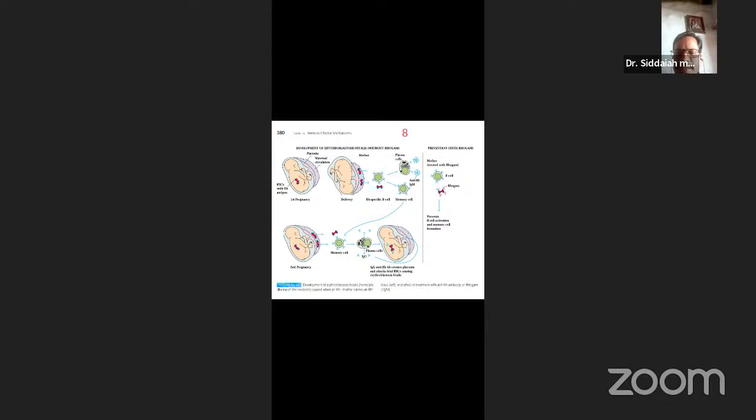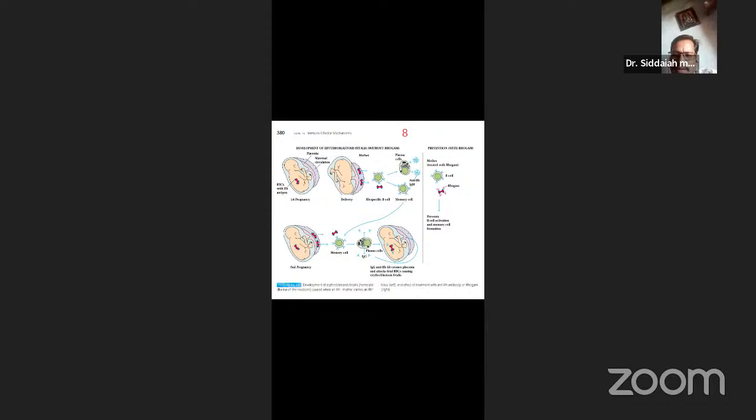Erythroblastosis fetalis, we discussed last time. This is also one of the best examples of a hypersensitivity reaction. In the first delivery, no difference occurs. There is no activation of the hypersensitivity reaction, because fetal blood is not exposed to the mother's blood or the mother's circulatory system.